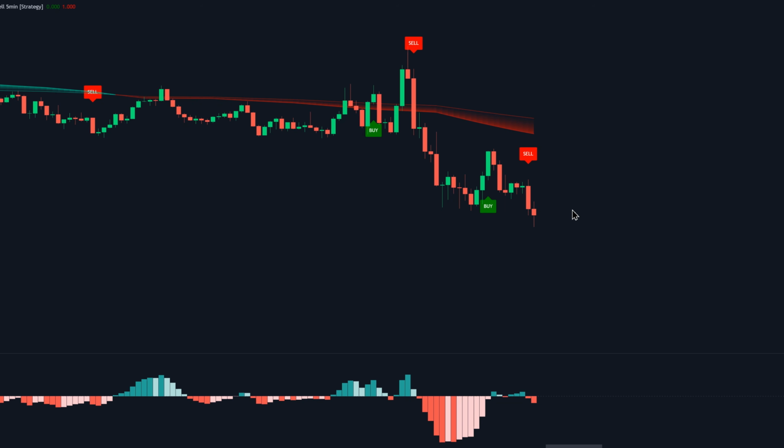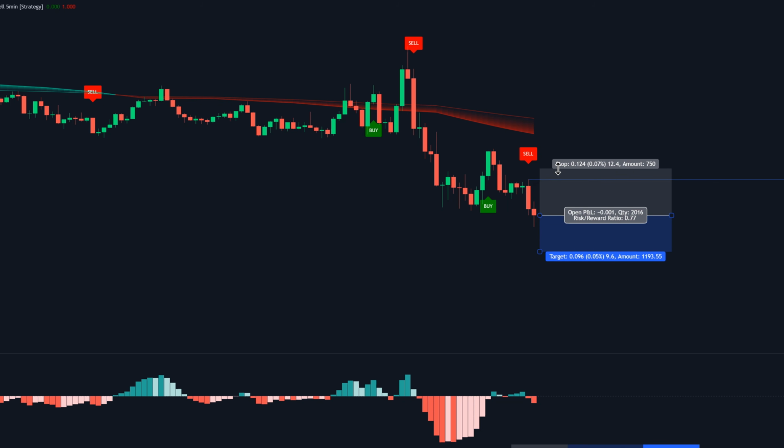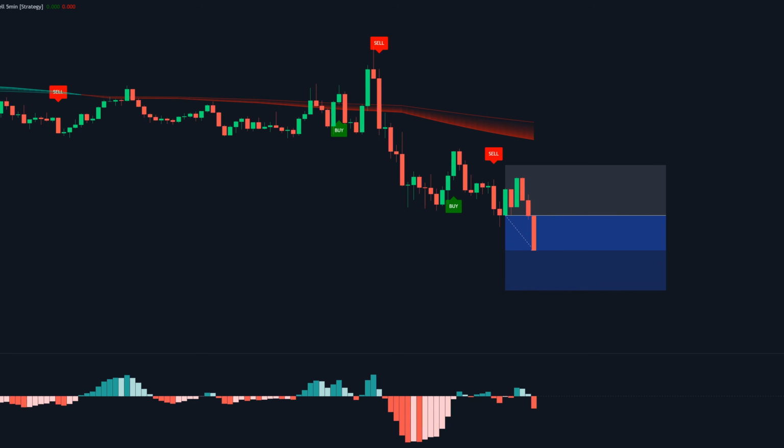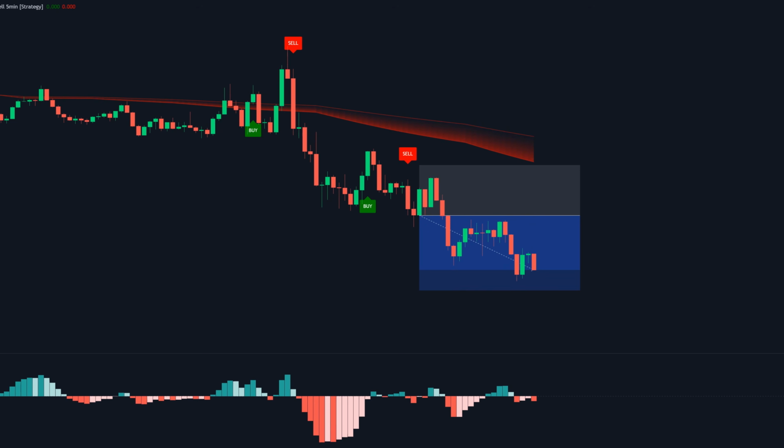All our entry conditions are met on this candle, so we're going to enter a short position here. We're going to set our stop loss just above the most recent swing high. For the take profit, we're going to target 1.5 times the risk. Letting this trade run. And as you can see, it hits take profit.